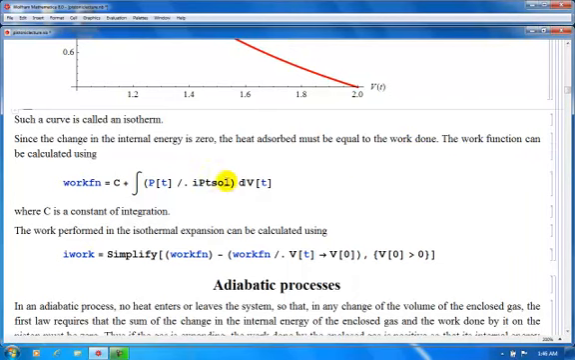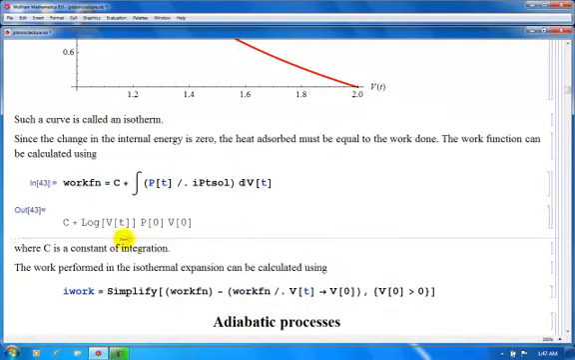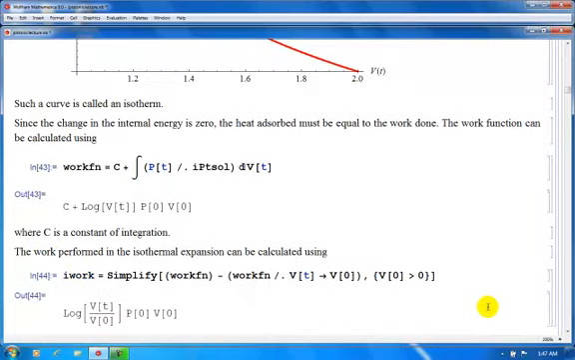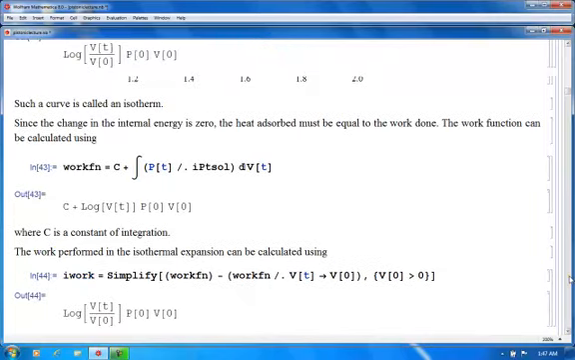And now we calculate the work using this equation, where C is some constant. So the work performed in the isothermal expansion, that's the work by the gas on the piston, is equal to this. So we'll remember that relation.